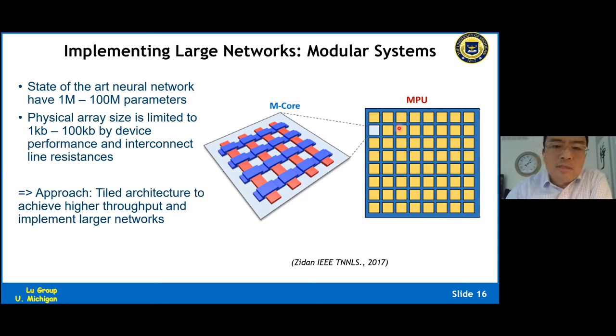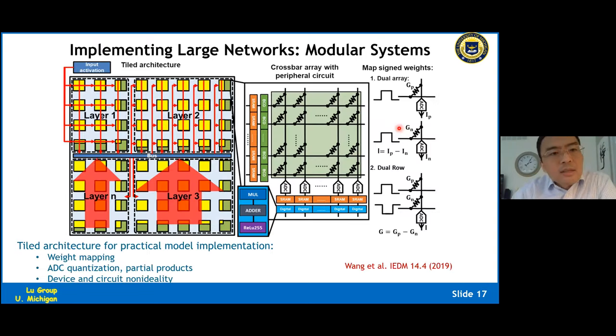So we have done some study to show this is actually feasible, and you can map a large model very efficiently onto these smaller arrays. This is one example we published last year at AADM to show several models. This is mapping, for example, a MobileNet, and you can see how we can map this into these smaller arrays without losing accuracy of this larger model.